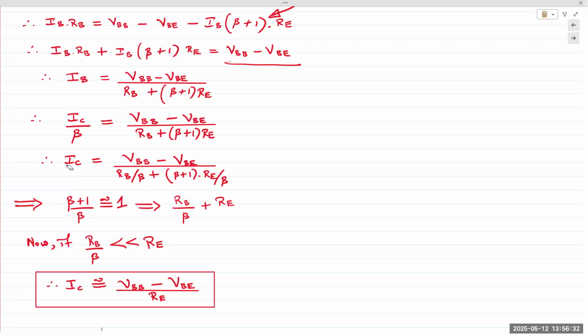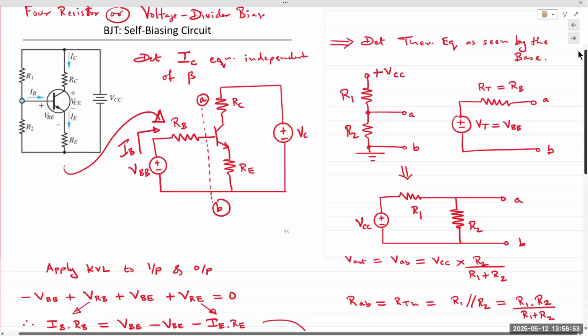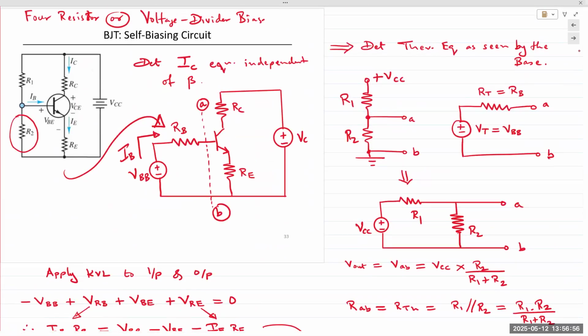Okay. RB is the parallel combination of R1 and R2. So the larger we choose R1, the smaller the effects of RB over beta. So we want RB to be as small as possible to begin with. And that would mean R2 should be far smaller than R1, which is here. This resistor R2, which is connected between the base and ground, should be smaller than R1. And then RB would be far smaller. And then RB divided by beta would be far smaller than RE.